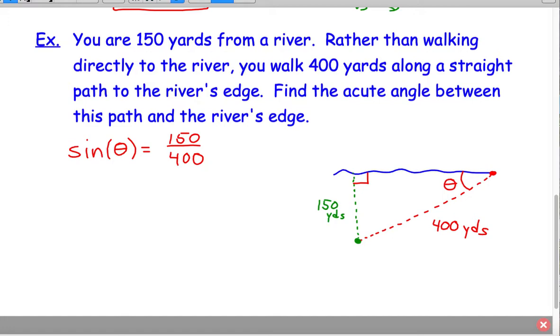But this time, I don't know what theta is. So I can't just type in sine of an angle. I have to almost do the opposite or the inverse of the sine function to get my answer. And then indeed, we did inverse functions way back at the beginning of the year. In order for me to find theta, I need to do the inverse of sine, which I'm going to write like this, of 150 over 400. And that should give me the angle.